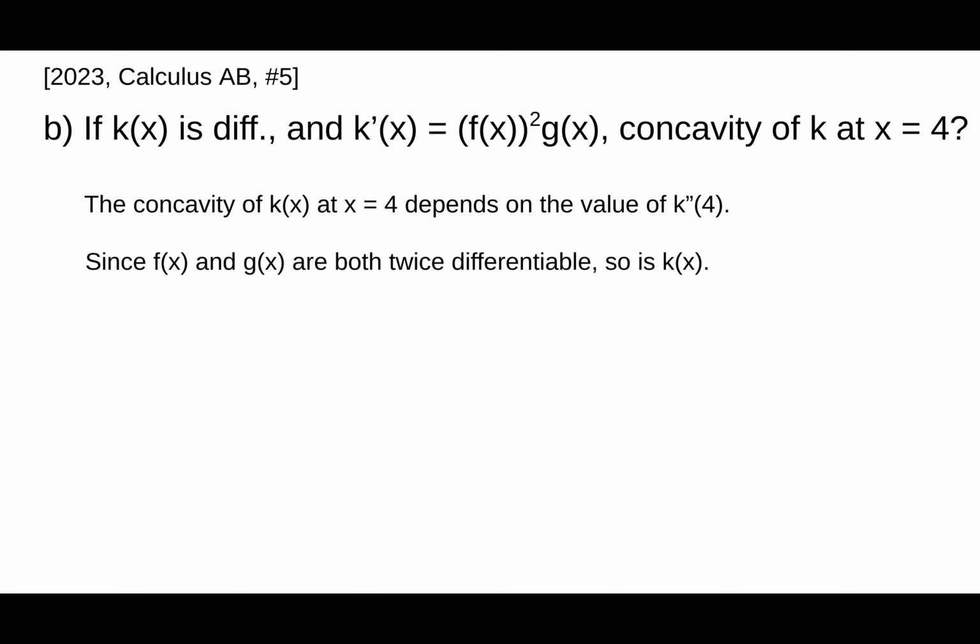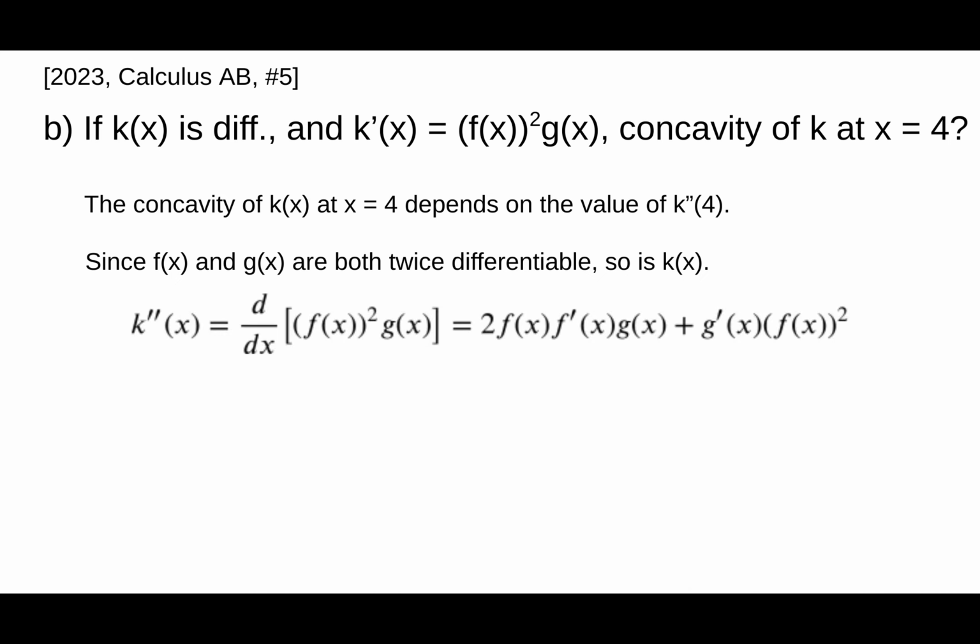Since f and g are, again, both twice differentiable, so is k of x. We need to know this so that we can be confident that k double prime of 4 is a thing that actually exists. So we can conclude that k is twice differentiable, so we know that k should have a second derivative at x equals 4. Now we just need to find it.